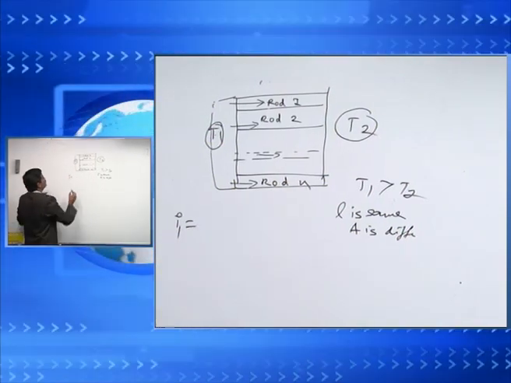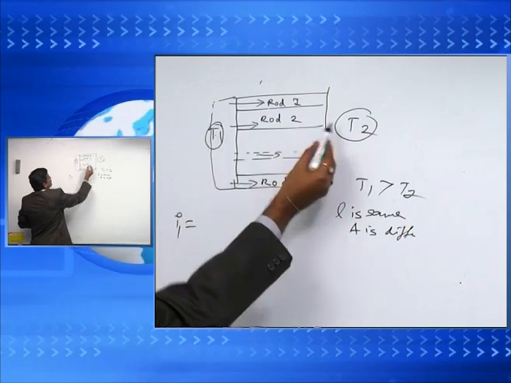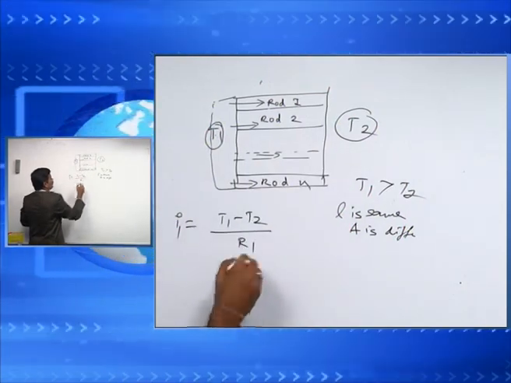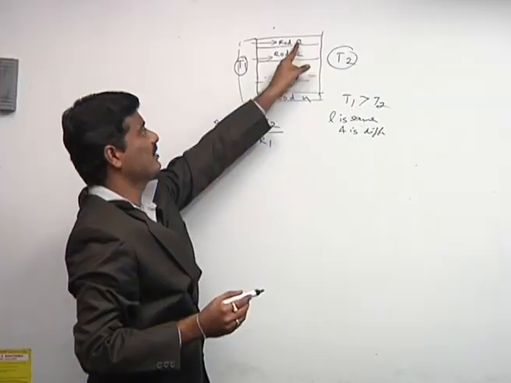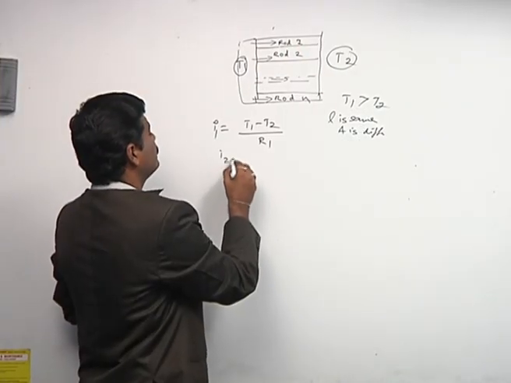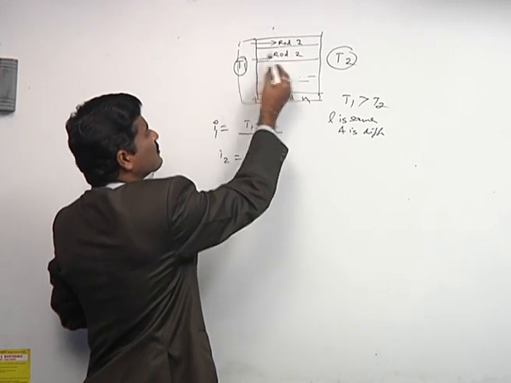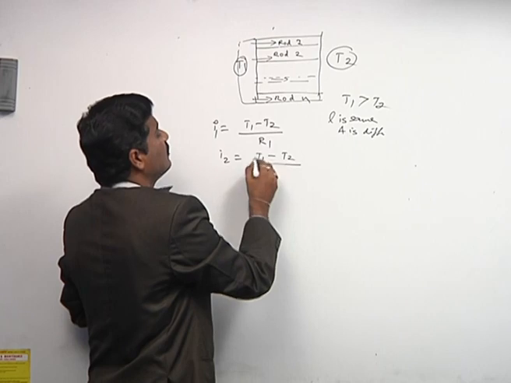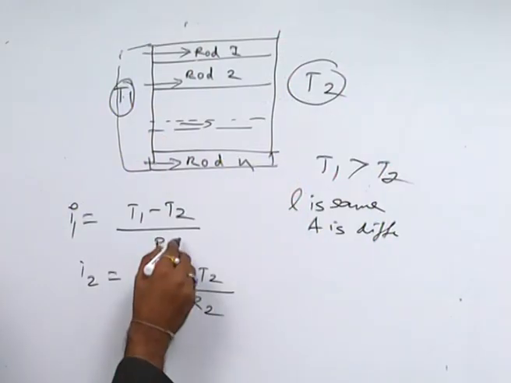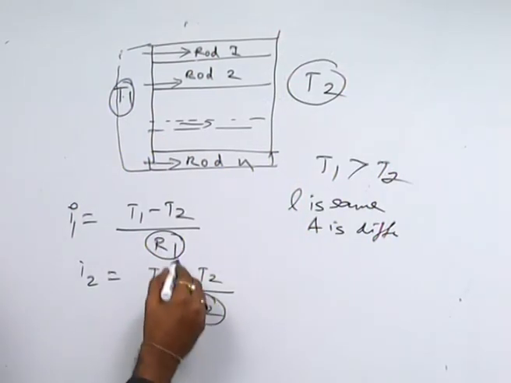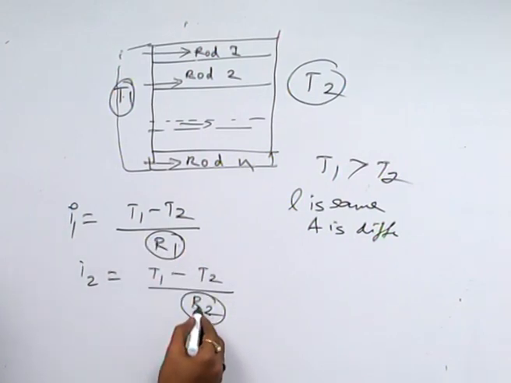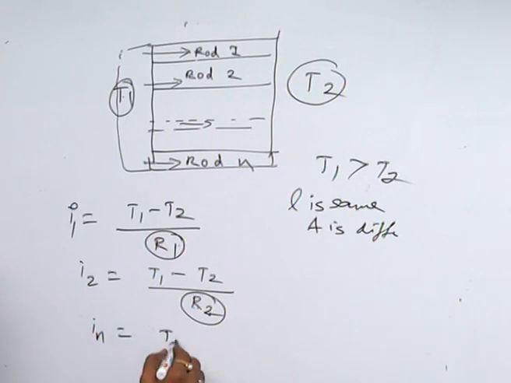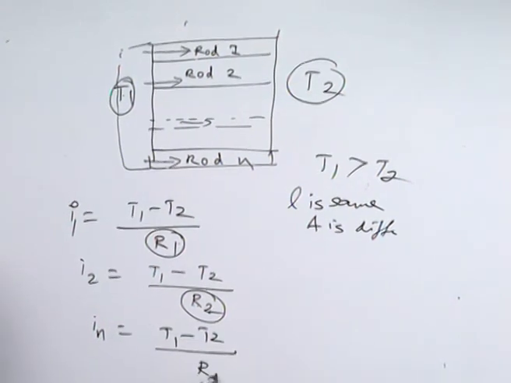If you find the heat current through rod 1, I1 is equal to the temperature difference T1 minus T2 divided by R1, where R1 is the thermal resistance of rod 1. What about I2? Rod 2 is also maintained at the same temperature difference, so I2 is T1 minus T2 by R2, where R2 is the thermal resistance of rod 2. That way, for the nth rod, it is T1 minus T2 by Rn.